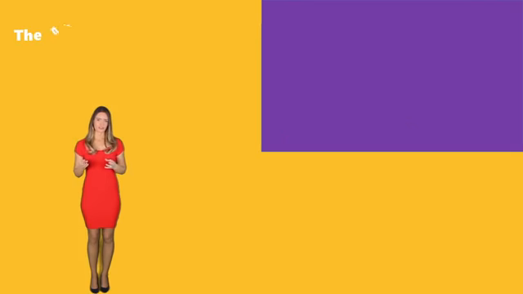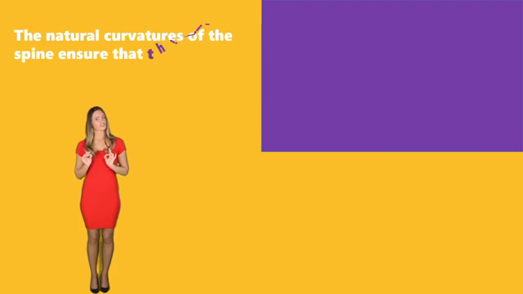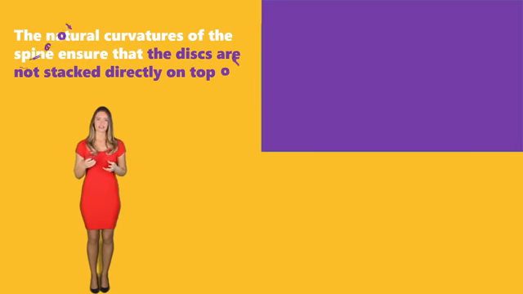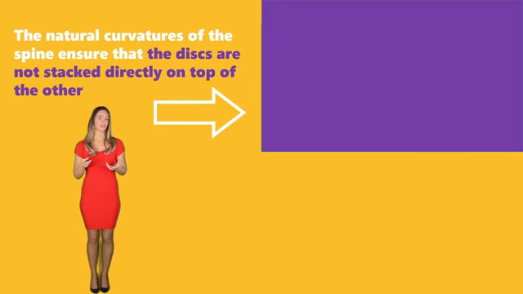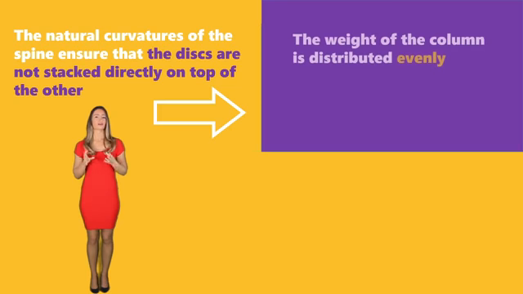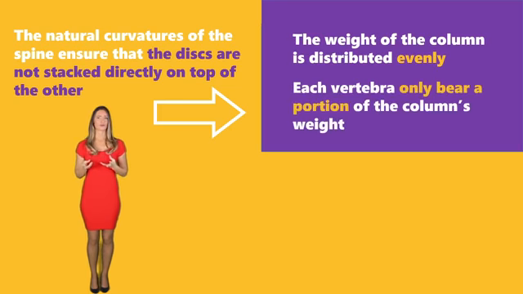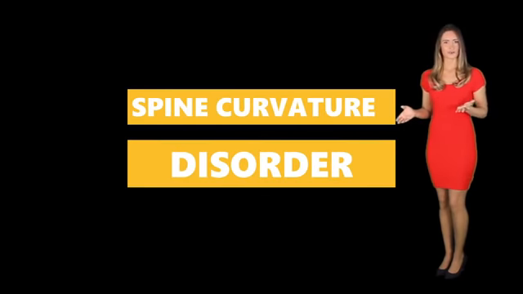The natural curvatures of the spine ensure that the discs are not stacked directly on top of the other, so that the weight of the column is distributed evenly, and so each vertebrae will only bear a portion of the column's weight. Spine curvature disorders.